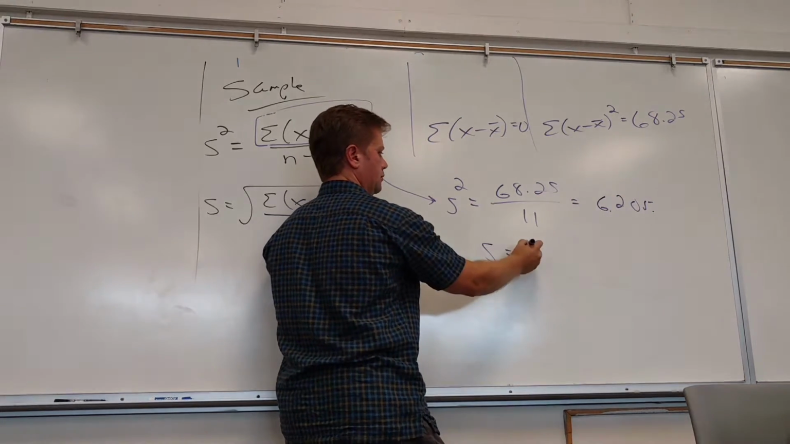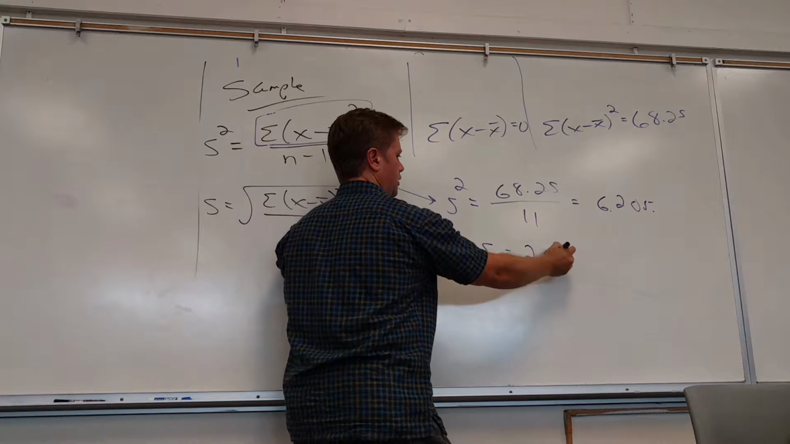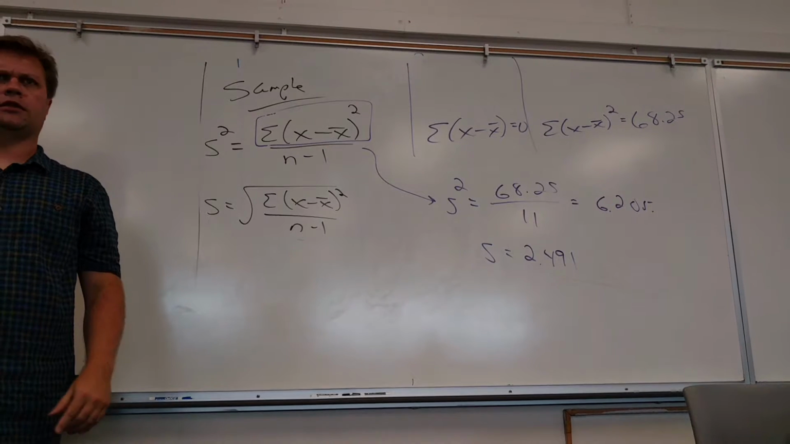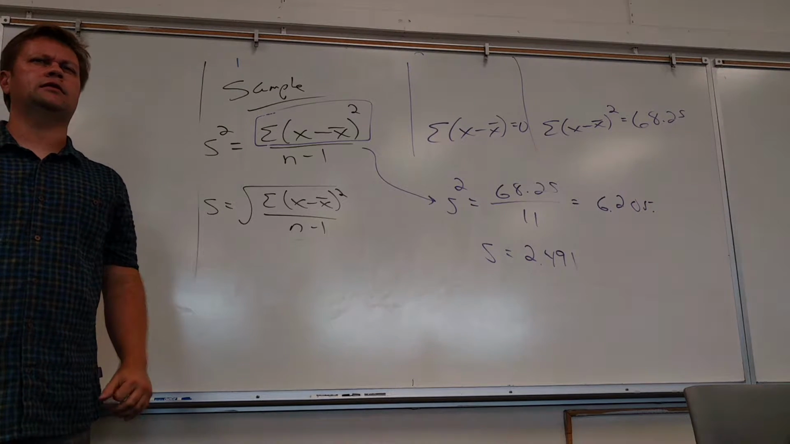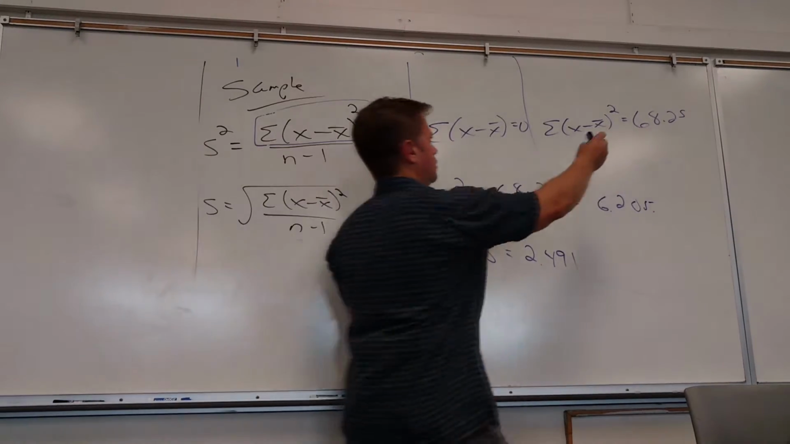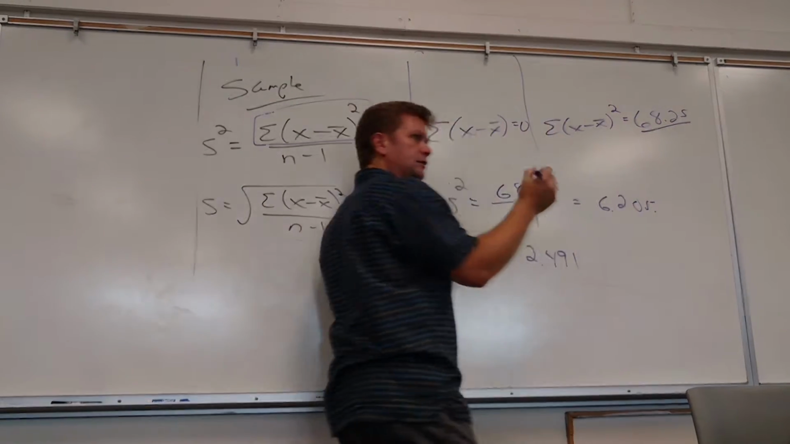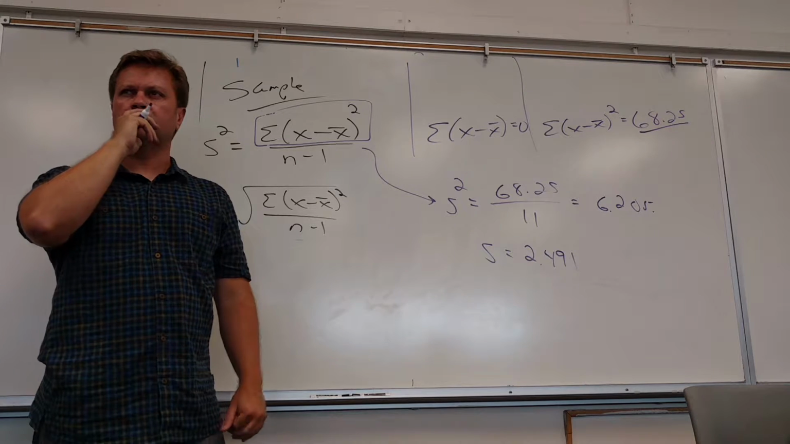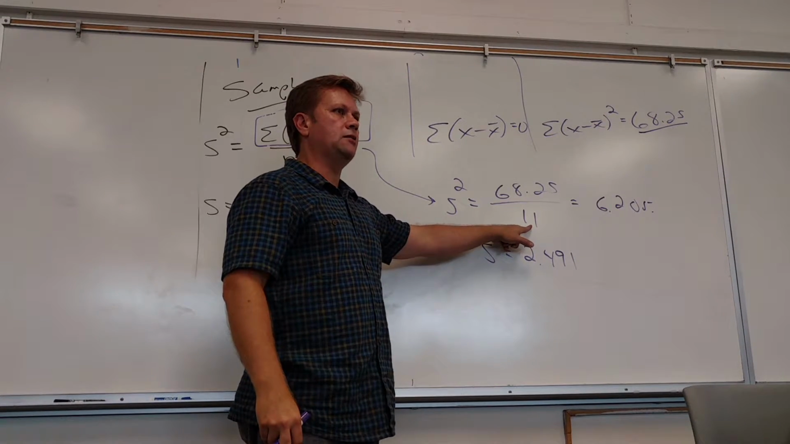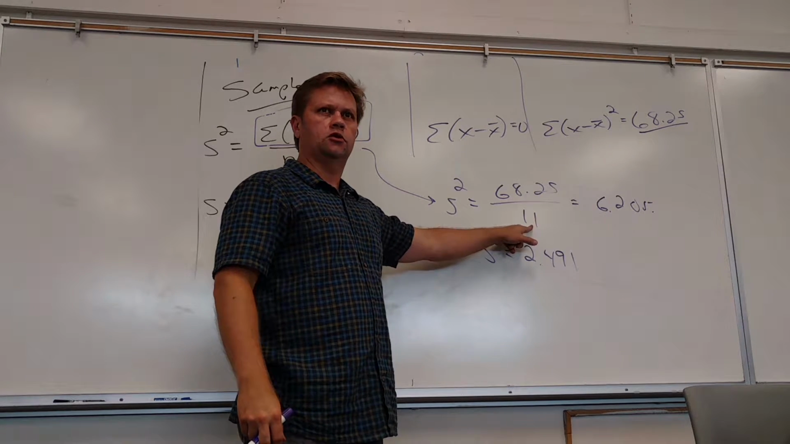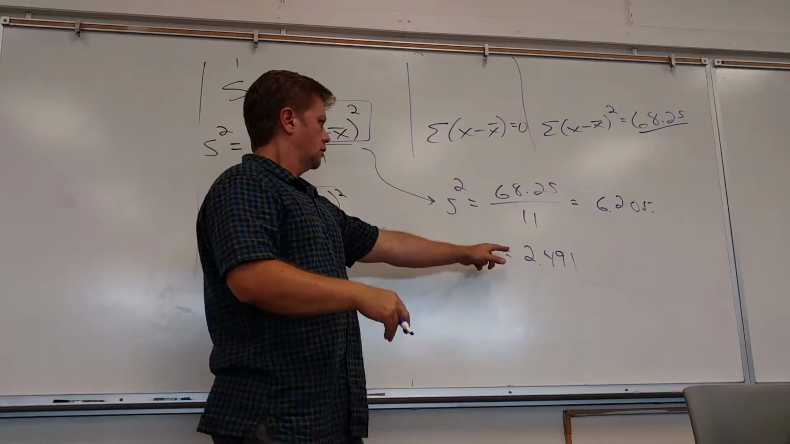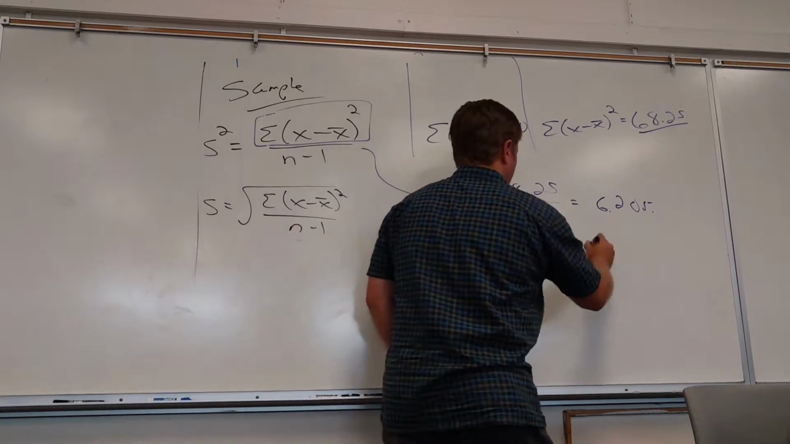What's the square root of that? 491. 491? I think most everybody I saw got that. If you didn't quite get that, see where you went wrong. Did everybody get that? If not, you know where to look to see where something went wrong. And then did you put the right thing there? It's n minus 1. So it should be 12 minus 1, 11. That's my standard deviation.